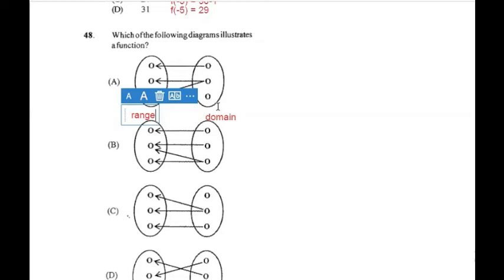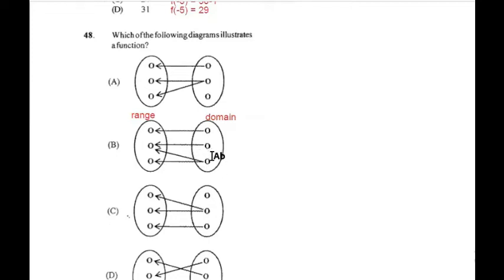So 48. Which of the following diagrams best illustrates a function? So remember, with functions, the one that the arrow is coming from is the domain, and the one that it's going to is the range. So members of the domain only have one output. So therefore, only one arrow must be coming from each of these domain elements. So once there is more than one arrow coming from a domain element, it is not a function. So therefore, using that, A is not a function as 2 arrows are coming from this middle element.